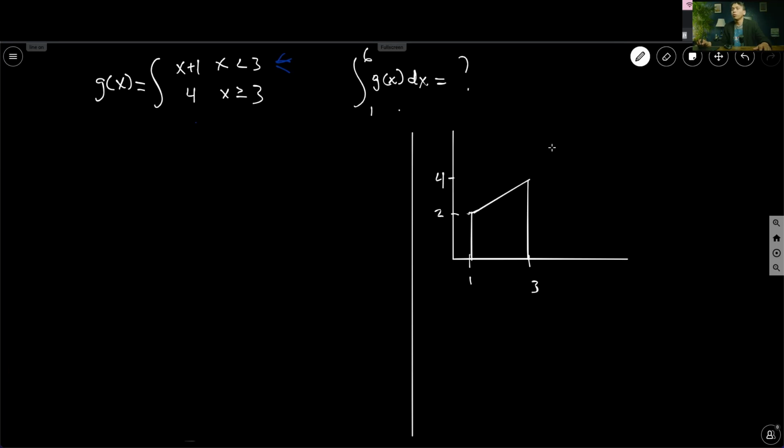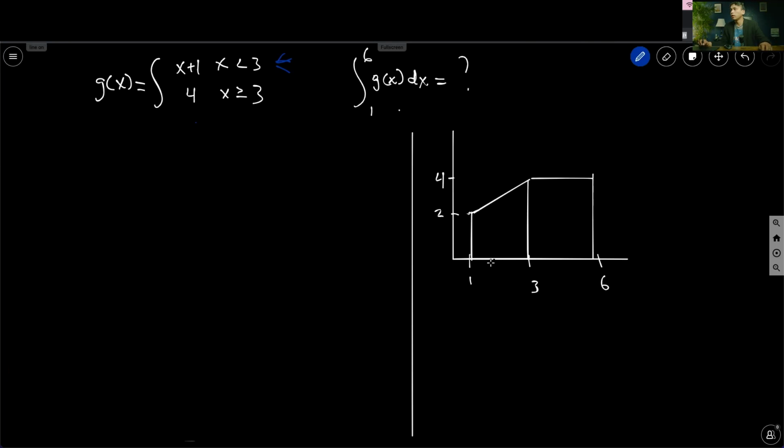That, and then when we get to 4, the second part, from 3 till 6, it becomes basically a square. Okay, so then we just look at the shape.